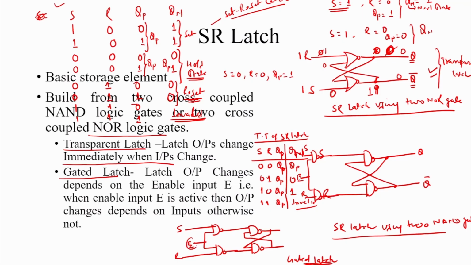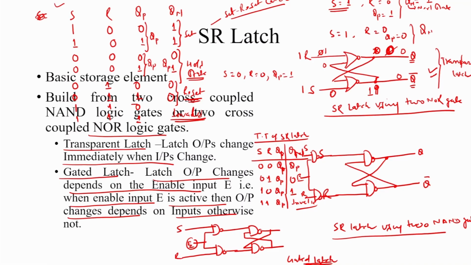The output changes when the enable input is high: when the input changes, the output immediately changes. But when the enable input is low, the output remains the same whatever we perform. So that is the difference between a gated latch and a transparent latch. Here the latch output change depends on the enable input E, and when the enable input is active, the output depends on the input, otherwise not.